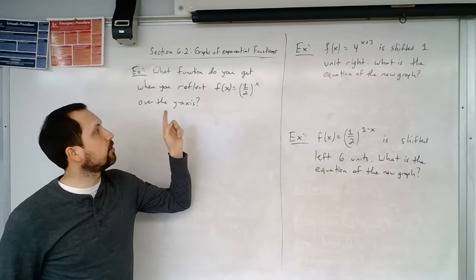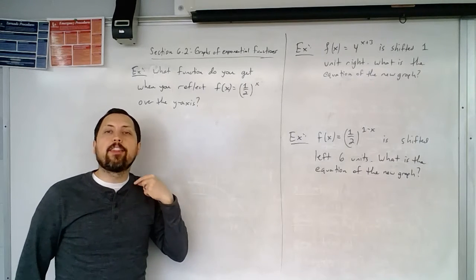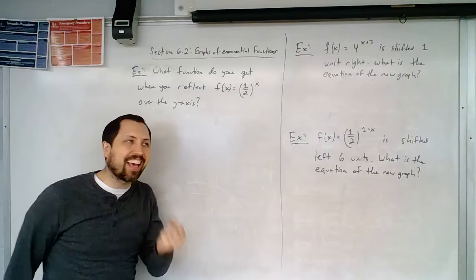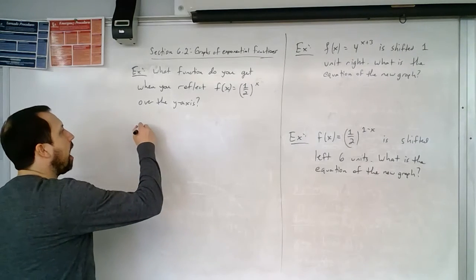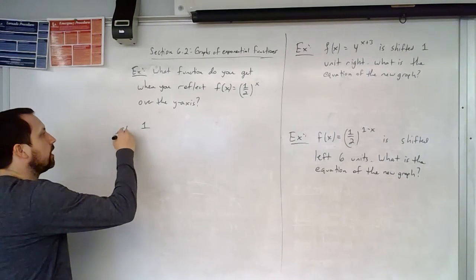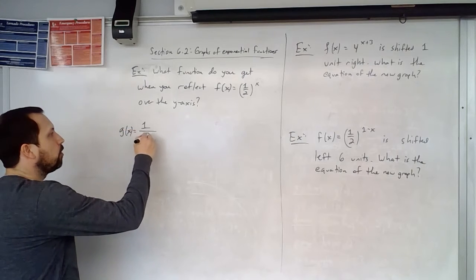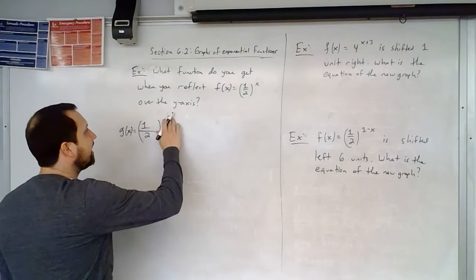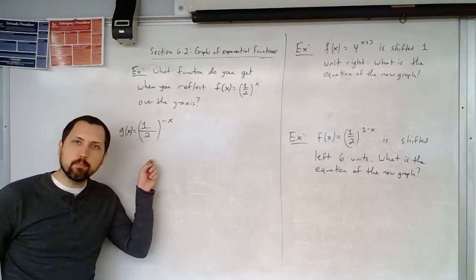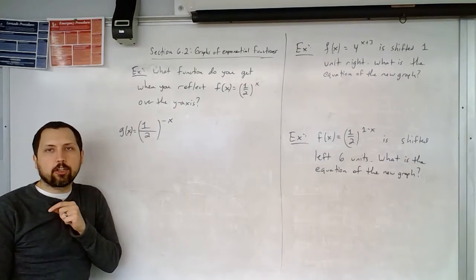Instead, when it is reflected over the y-axis, we have a negative that gets put as close as we can to x. So I want to have this function, say g of x is equal to 1 over 2 raised to the negative x. So this is what the function looks like.